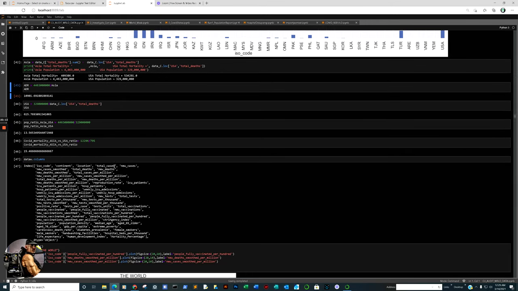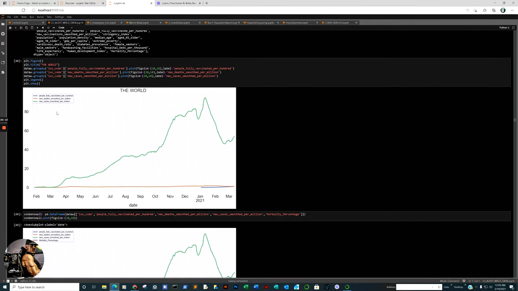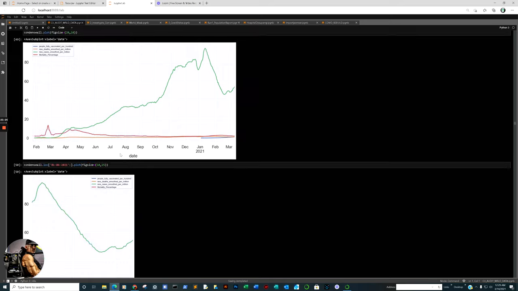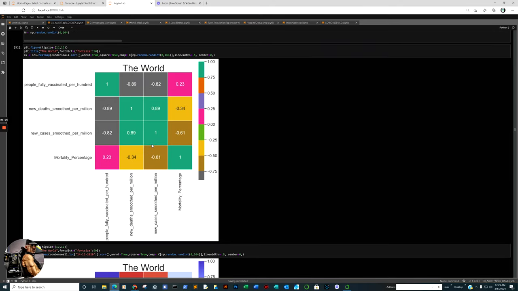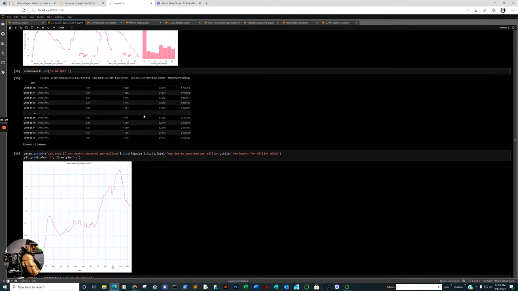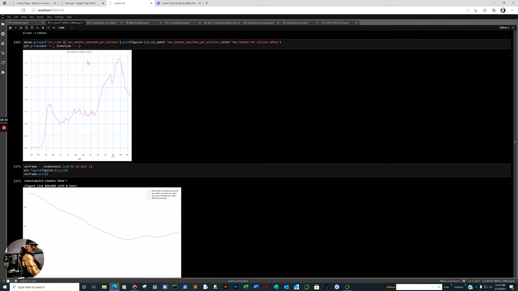So here we are, and we go down, down, down, down. There's the world. New cases per million, increasing just a little bit. Vaccine going up a little bit, and there we are. And so, going down. There's our correlation. These don't make a difference. New deaths per million world, still pretty high, but dropping rapidly.